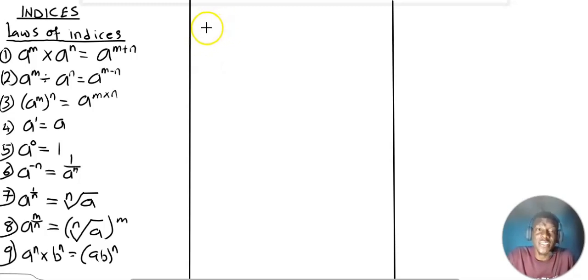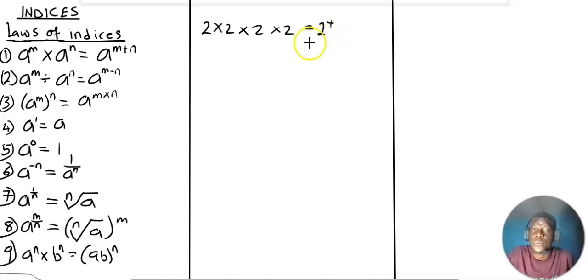Now, what are indices? I don't know if you've heard of the word index. When you have numbers like this, 2 times 2 times 2 times 2, this number can be expressed in index form. Expressing in index form, you have 1, 2, 3, 4 2's here. So this is equal to 2 raised to the power 4. So it's in index form, like this.